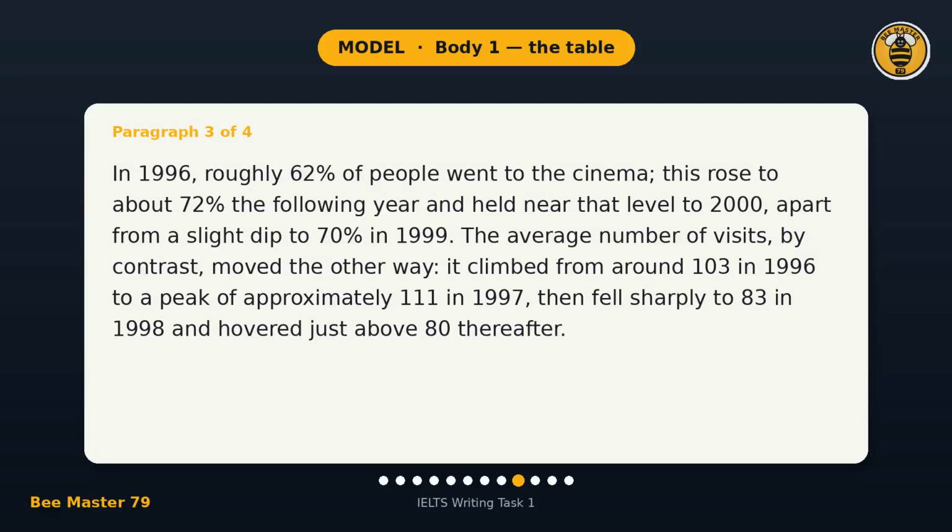Body 1, the table. In 1996, roughly 60% of people went to the cinema. This rose to about 72% the following year and held near that level to 2000, apart from a slight dip to 70% in 1999. The average number of visits, by contrast, moved the other way. It climbed from around 103 in 1996 to a peak of approximately 111 in 1997. Then fell sharply to 88 in 1998 and hovered just above 80 thereafter.